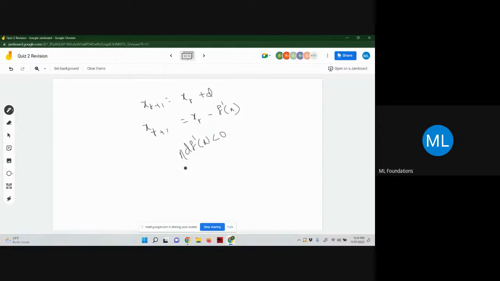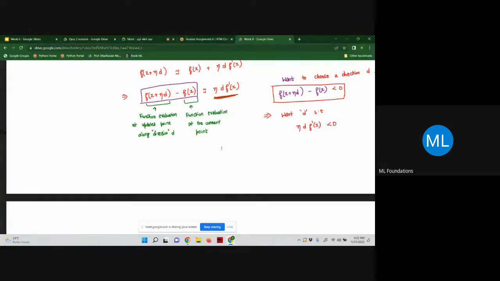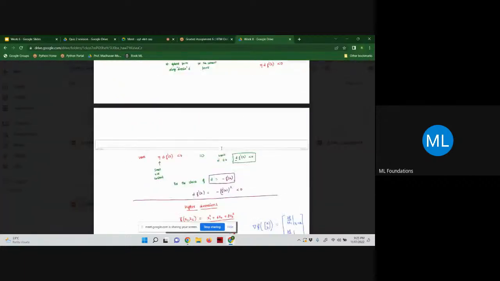So this eta is the step size, that's anyway positive. Okay, and then this d f dash of x should be less than or equal to 0, it can be equal to 0 also. Okay, so for you to get this d f dash of x less than 0, if you choose d equal to minus f dash of x, then what do you get? You get minus f dash x whole square, right? It will always be less than or equal to 0. So that is the reason why we choose d as the minus f dash x.